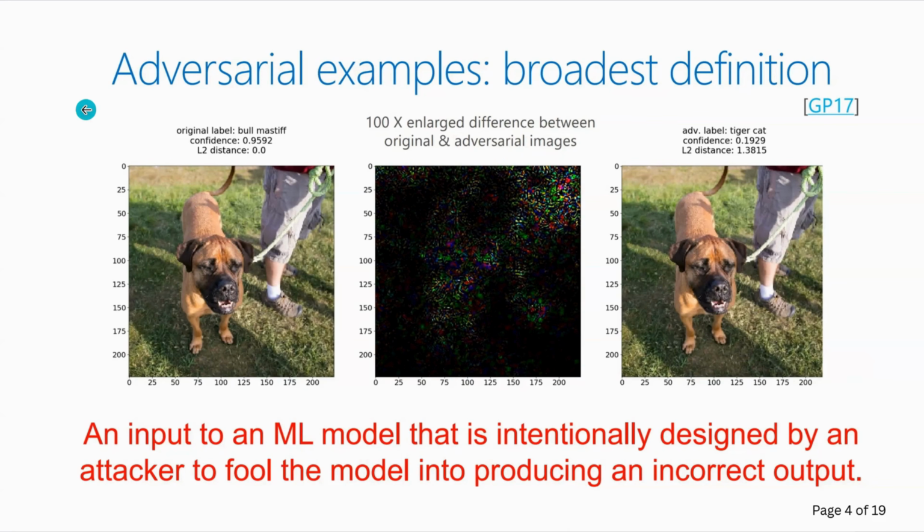Here on the slide, you can see a similar adversarial example. The original image here is classified correctly by the classifier as bull mastiff with a confidence of 95%. The middle image shows the perturbation, which is enlarged 100x for us to be able to see the noise. The adversarial image on the right looks identical to the first one, but is now classified as tiger cat after this perturbation is applied to it, with a confidence of 19%. This is the threat you are defending against in this assignment.